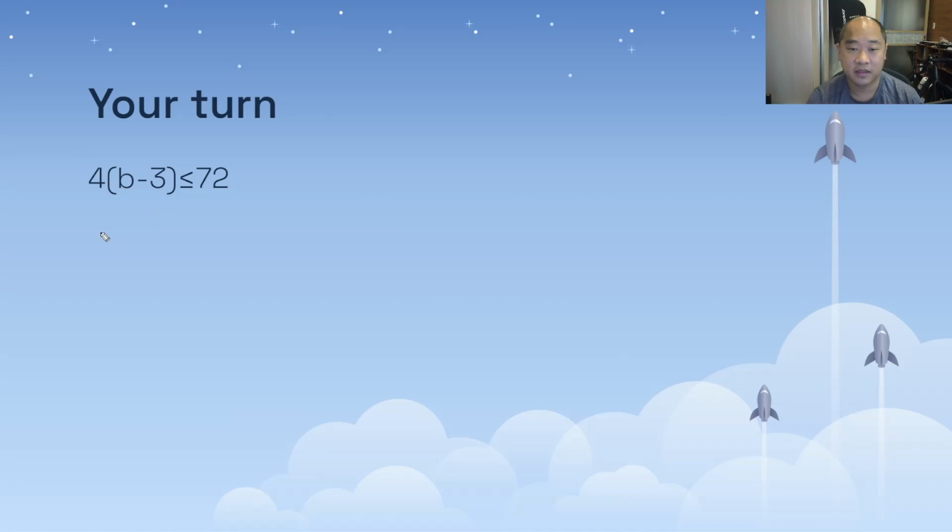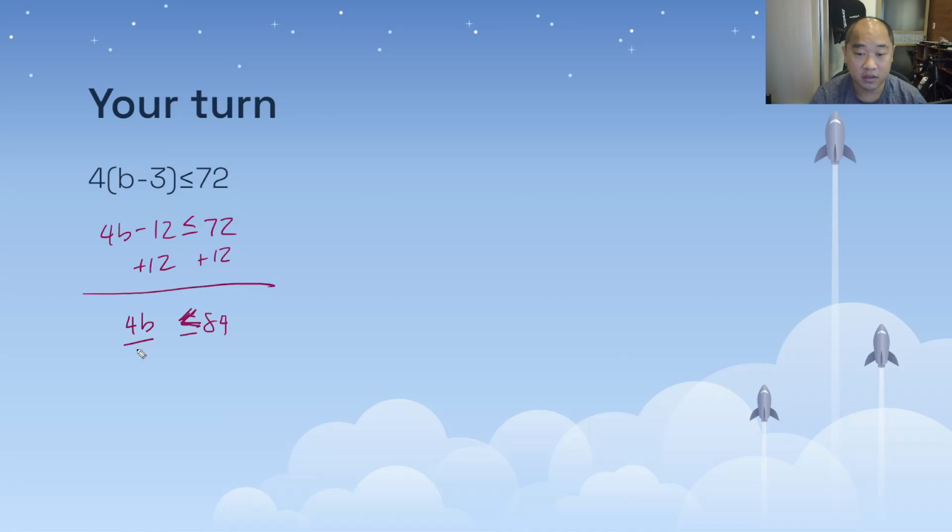Welcome back. 4b minus 12 is less than or equal to 72, plus 12 on both sides, 84. That's a horrible less than sign. And this side we have 4b, divide by 4 on both sides. b is less than or equal to 21.